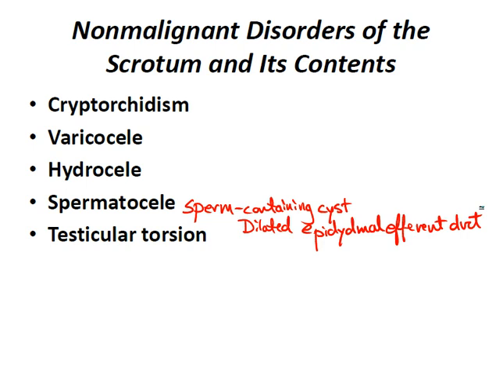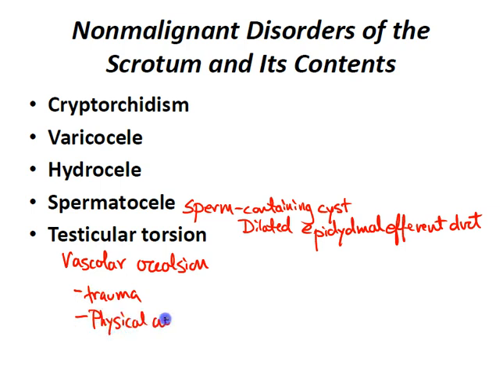So let's talk about testicular torsion. This is a twisting of the spermatic cord associated with vascular occlusion. So we're talking about ischemia here. The causes are trauma, physical activity, and cryptorchid testes.